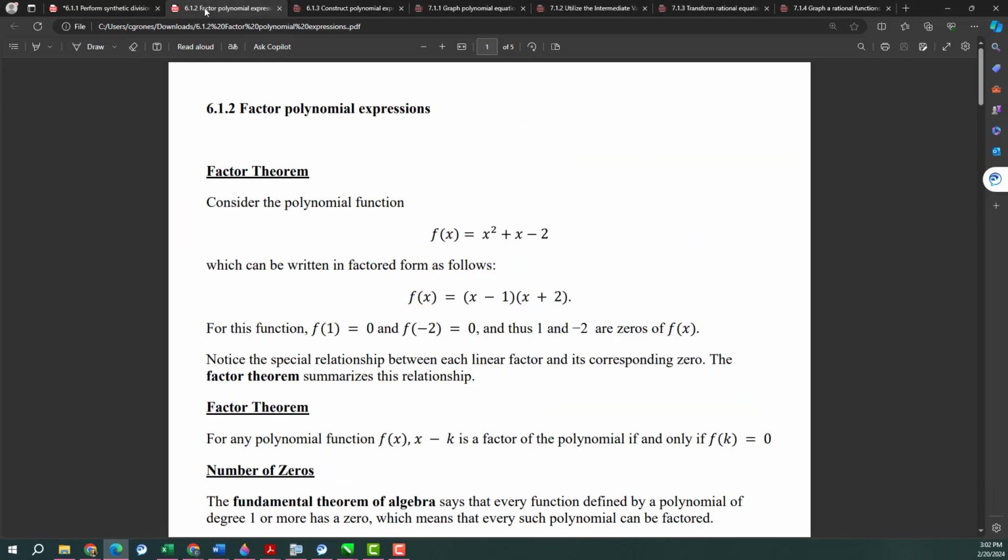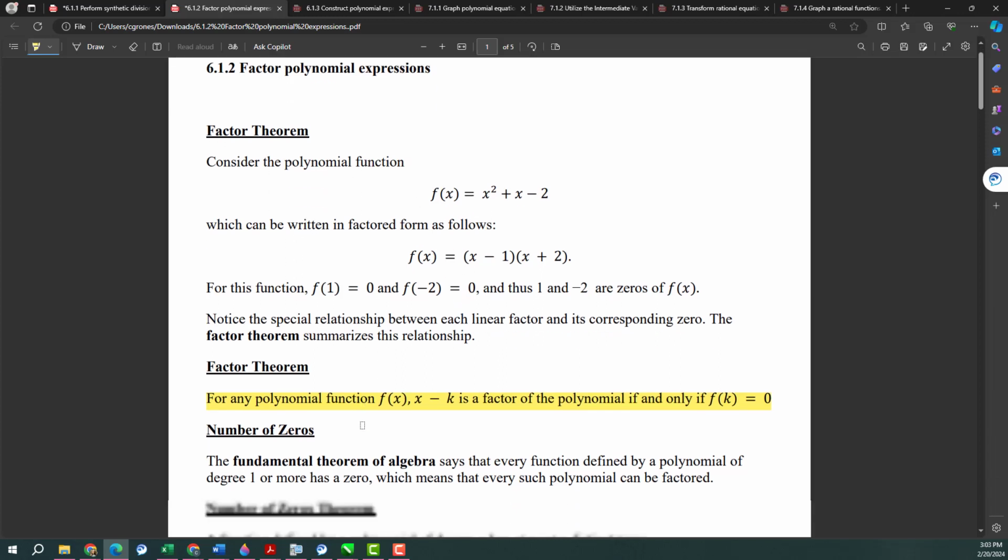All right, for 6.2, we are going to factor polynomial expressions. All right, the factor theorem, let me highlight. For any polynomial function f of x, x minus k is a factor of the polynomial if and only if f of k equals 0. Okay, so that's what this is up here, just an example of this theorem.